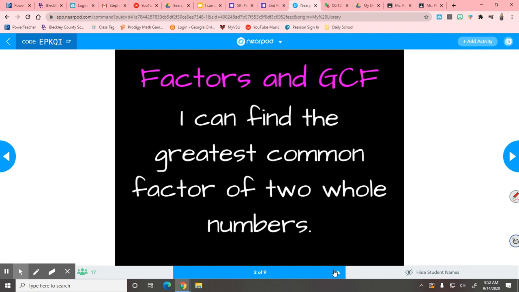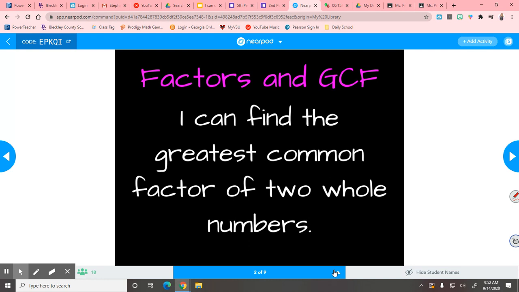All right. So what we're going to talk about today is factors. This week we're going to talk about the difference between factors and multiples. Okay? We're really going to talk about what's the difference between those two. So today and tomorrow we're going to focus on factors. On Wednesday we're going to focus on multiples.